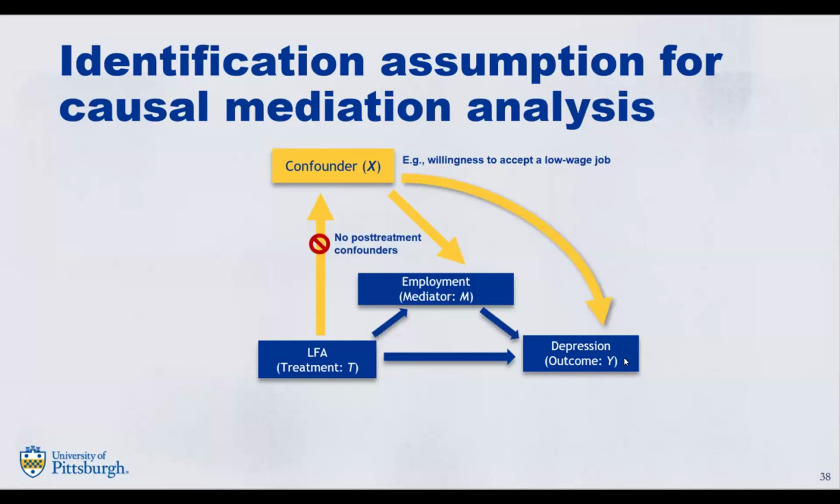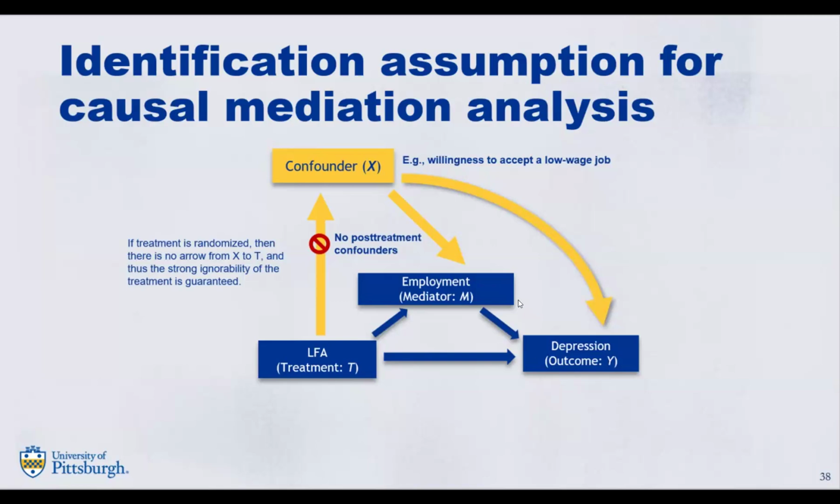In this example, treatment is randomized. Therefore, there's no arrow from X to T. So that means there is no confounder of the treatment-mediator or treatment-outcome relationship. Therefore, the ignorability of the treatment is guaranteed.